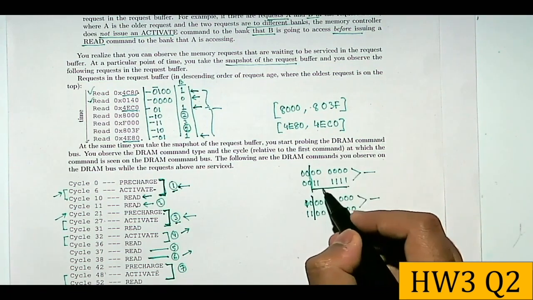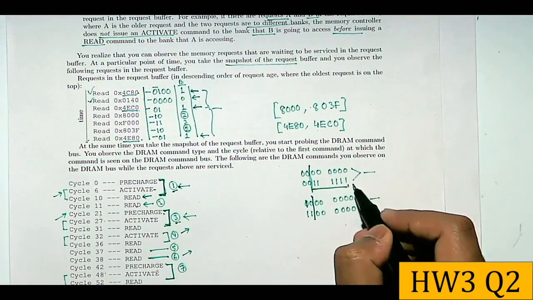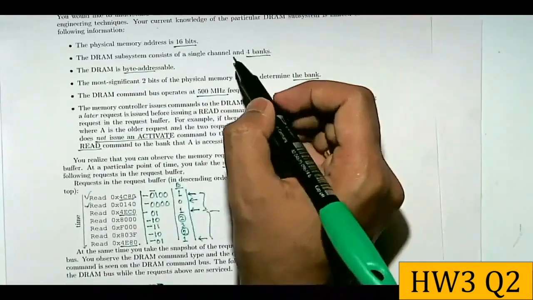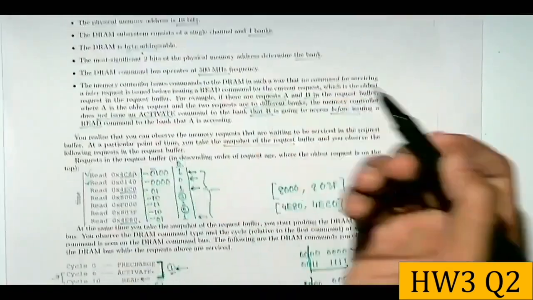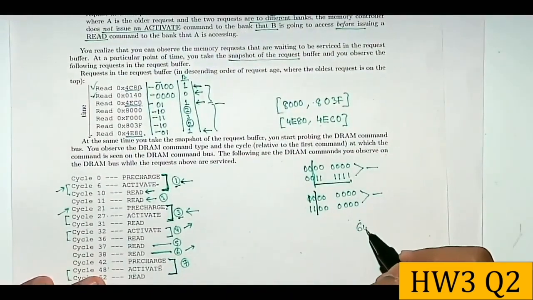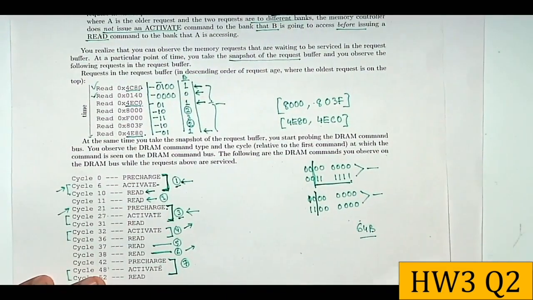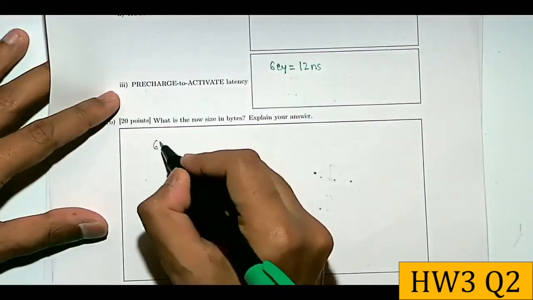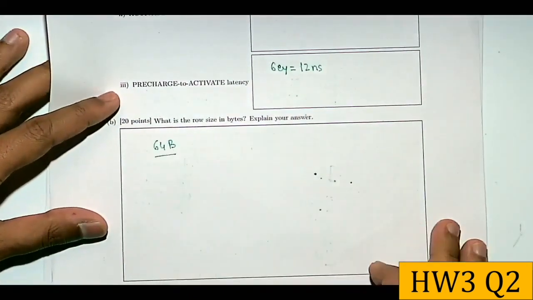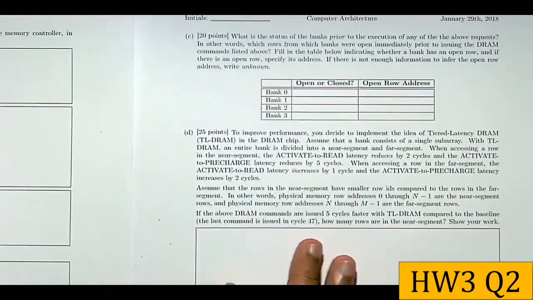How many bytes is that? You have 6 bits of addresses. This is a byte addressable memory, so 6 bits translates to 64 bytes. Make sense? So that means your row buffer size would be 64 bytes. Is it clear? Okay, now let's go to the third question.